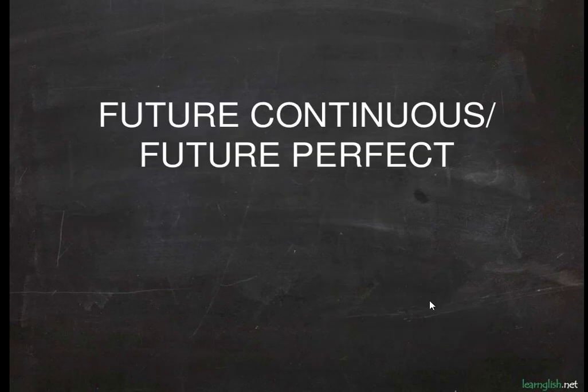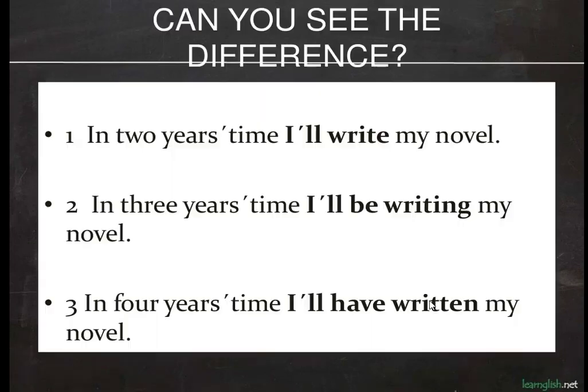We have another type of future. It's called the future continuous and the future perfect. Can you see the differences here? Number one, in 2 years' time, I'll write my novel. In 3 years' time, I'll be writing my novel. In 4 years' time, I'll have written my novel. Did you notice the difference?